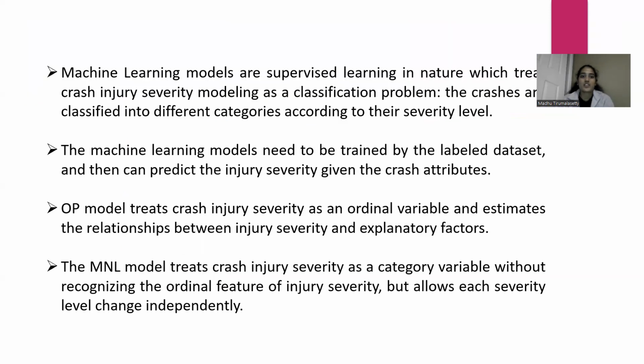By using machine learning models, which treat crash injury severity modeling, these crashes are classified into different categories according to the severity levels. Initially we will train on the labeled data set, and also we will test it in order to get the predictions of crash injury severity. The ordered probit model will estimate the relationship between injury severity and explanatory variables or factors, and MNL will individually explain each severity level change.